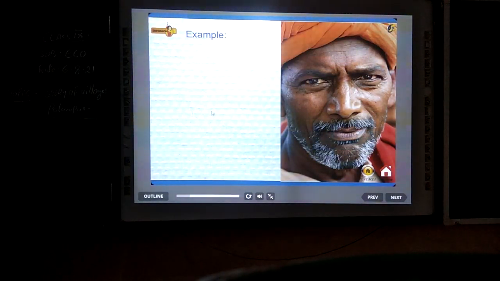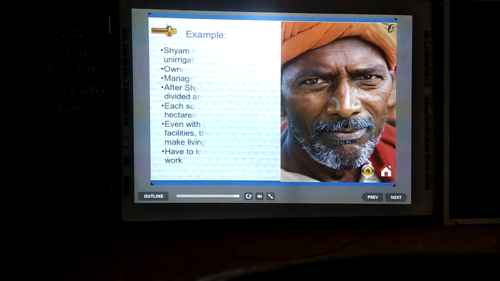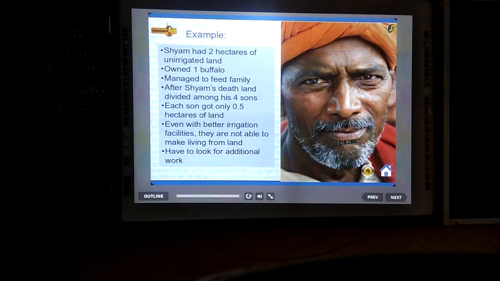Let us see through an example how cultivation of small plots does not bring adequate income to the farmer family. Shyam was a small farmer with 2 hectares of unirrigated land. He owned one buffalo and managed to feed his family. After Shyam's death, his land was divided among his 4 sons. Each son got only 0.5 hectares of land. Even with better irrigation facilities, they are not able to make a living from land and they have to look for additional work.